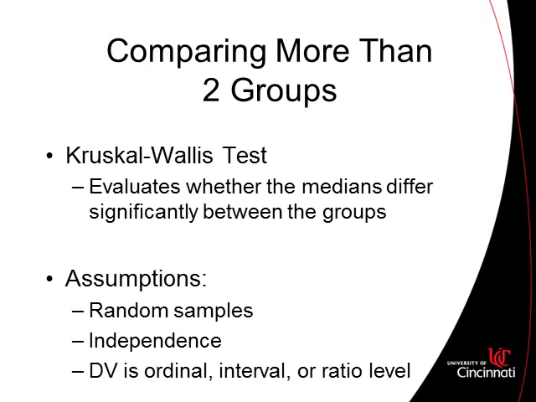Comparing more than two groups. Just like how we went through the nonparametric test, this one is the equivalent of the ANOVA. So it's when we have three groups, say, or more that we're comparing. And what we would use is the Kruskal-Wallis test, and it evaluates whether the medians differ significantly between the multiple groups. It requires random samples, that the three or more groups are independent of each other, and it does allow the dependent variable to be either ordinal, interval, or ratio level data.